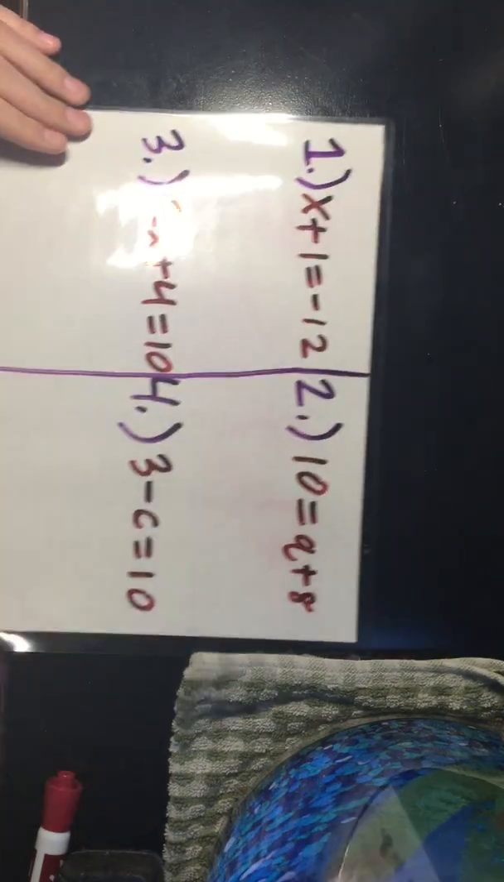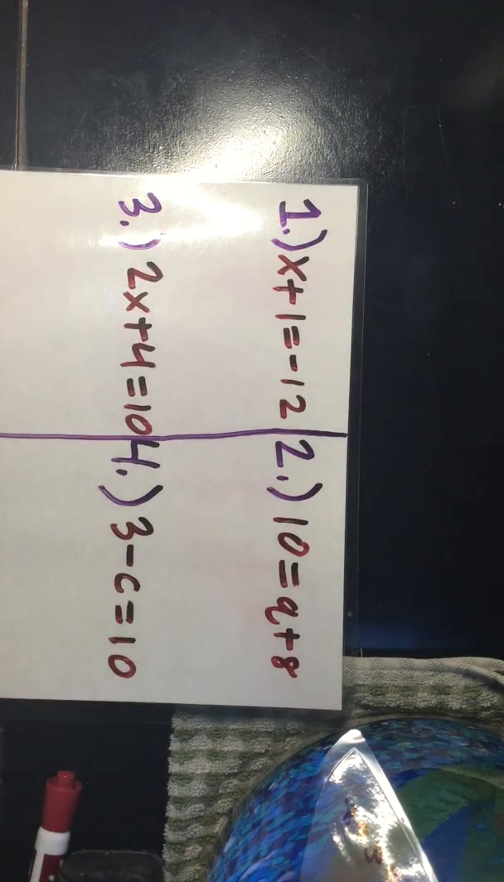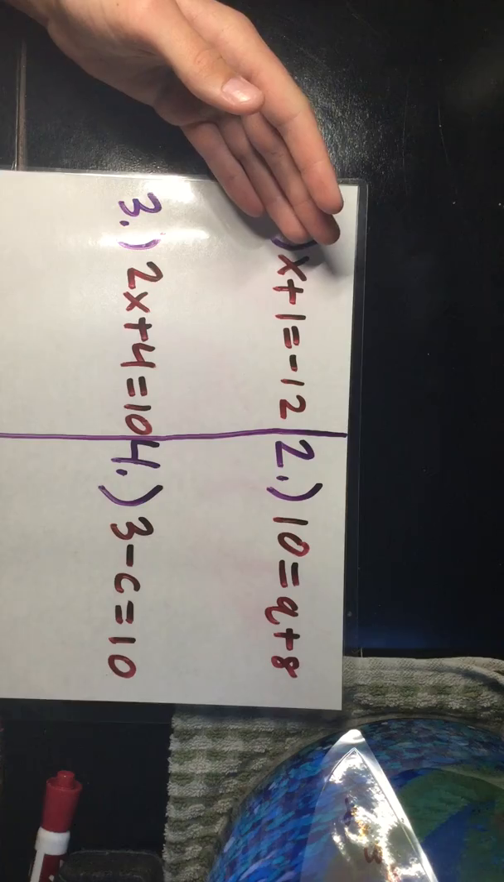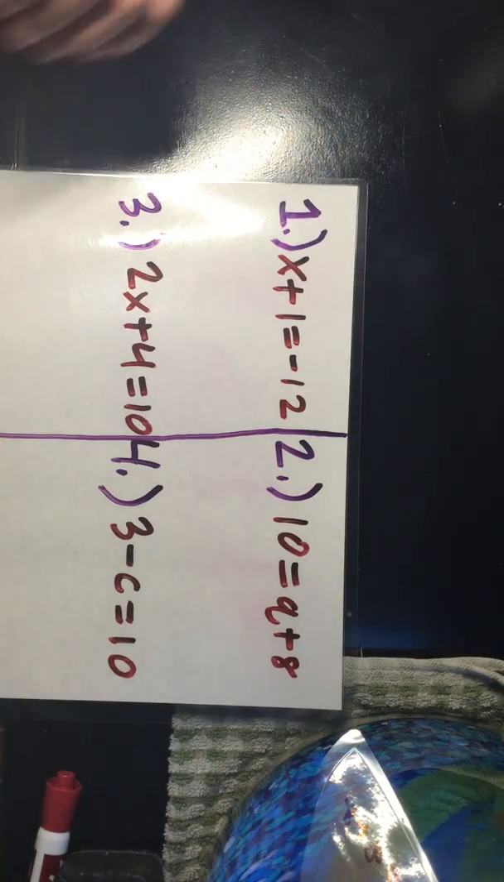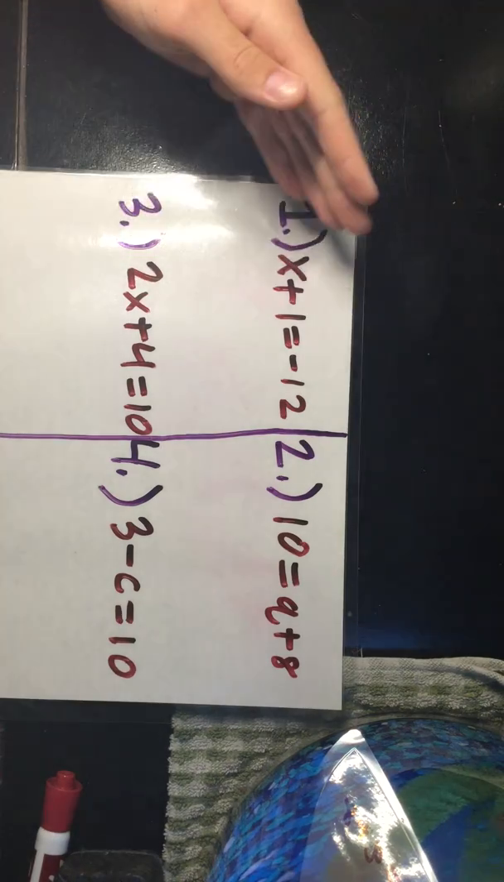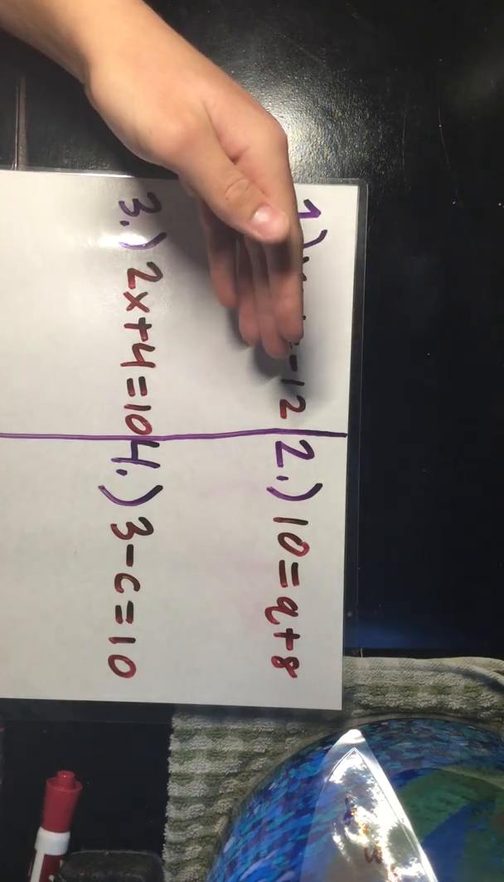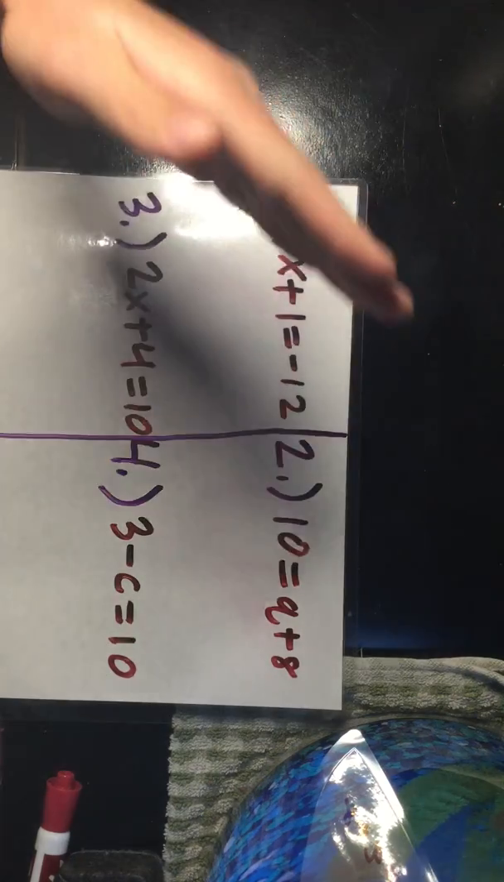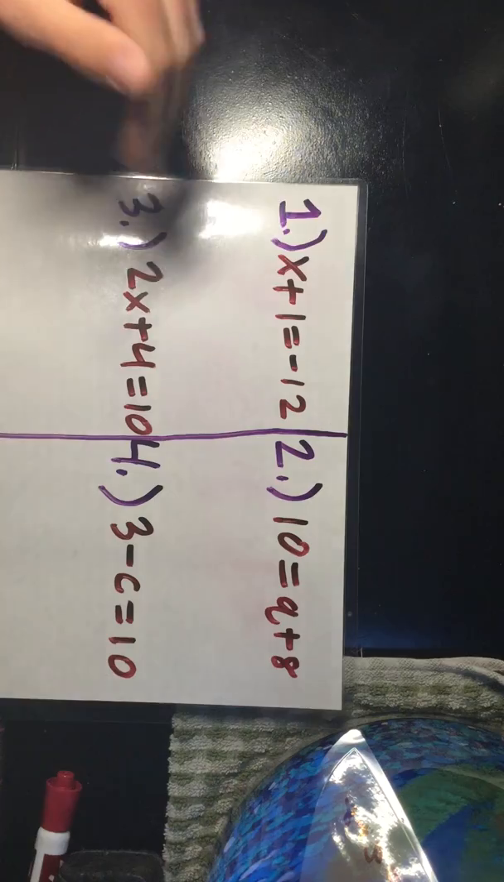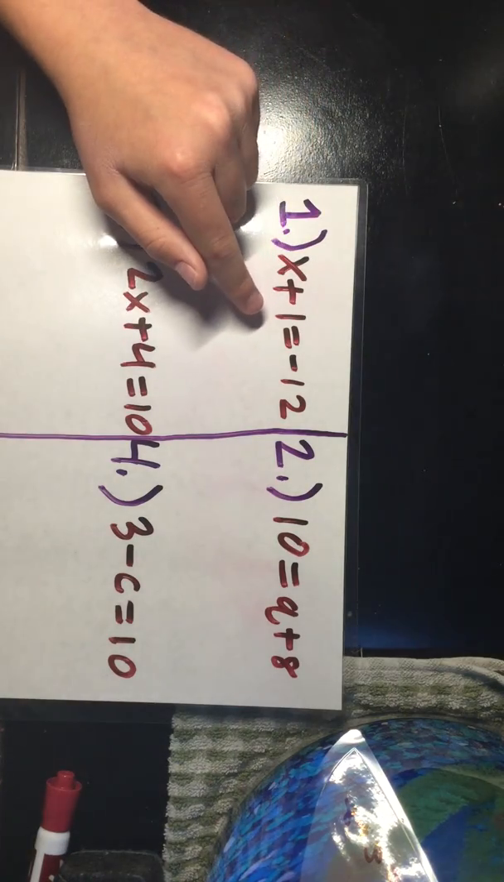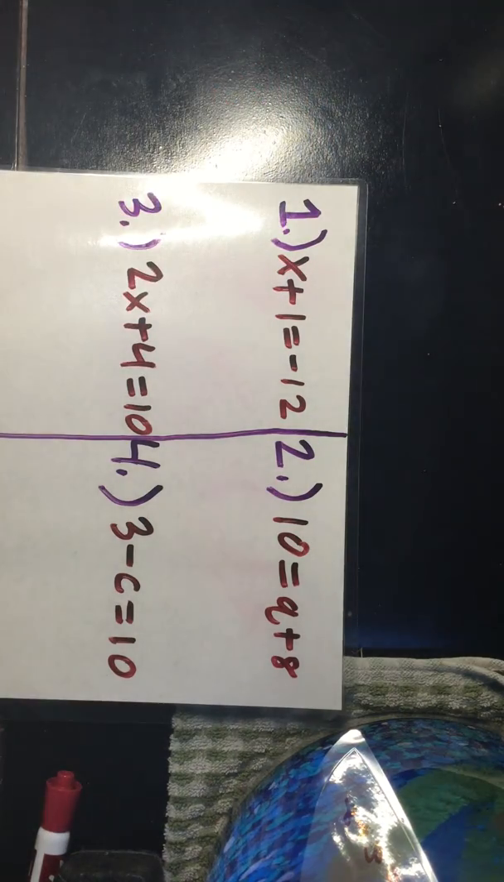Solving number 1. The equation is x plus 1 equals negative 12. What I always like to do is get the variable on the left side. It's just easier for me, but you can decide on that. The goal is to get variables on one side and numbers on a separate side. So we're going to try to get the 1 on the right side and leave x on the left side.